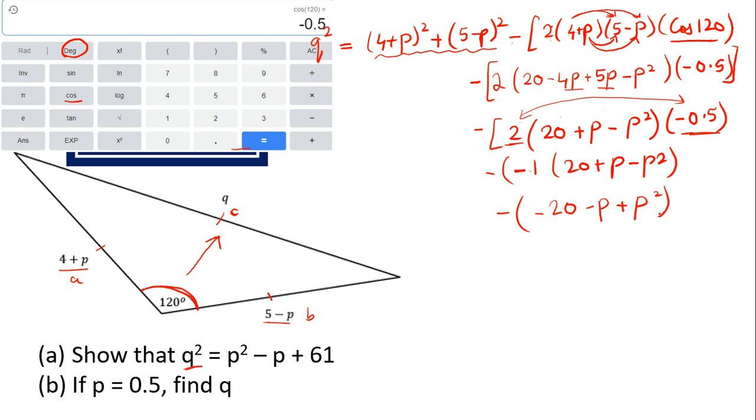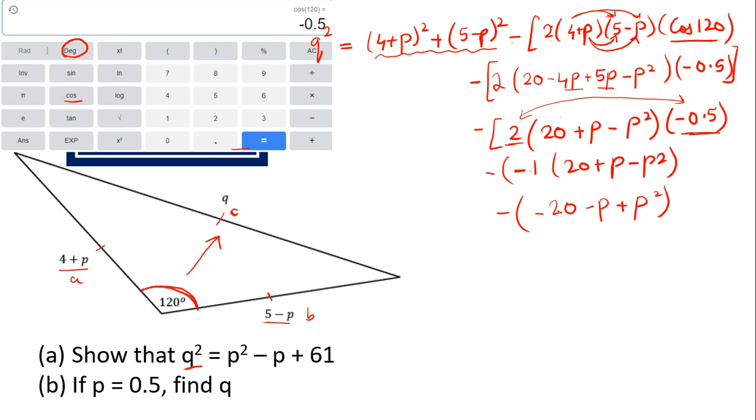Now, once I have all of that, you can also open up this bracket. I can't do anything further to this part. Why? Because I have a 20, that's a number. I have a p, that's a variable. I have a p squared, that is another variable with a square on top. So all of these are unlike terms, and I can't really do anything to that.